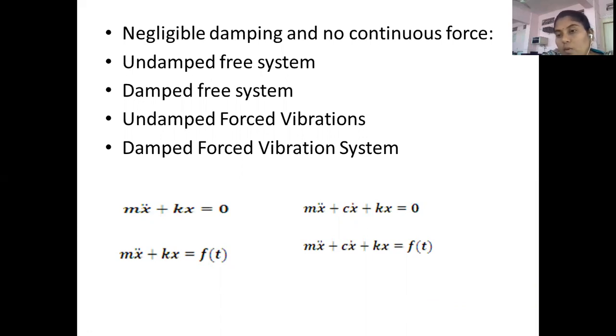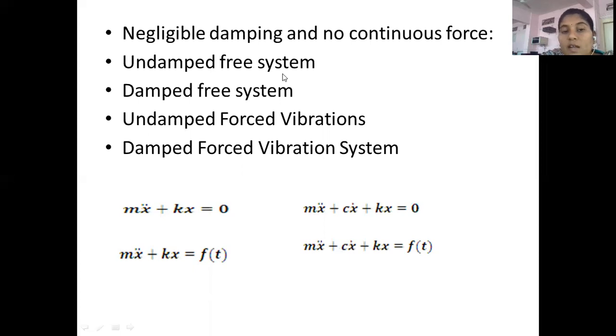Through this general equation we have to go for the different cases. Which are these different cases? The first case number one is the undamped free system. Undamped means the damper coefficient is 0. So the term with respect to damping becomes 0, that is, the cx dot parameter will become 0.